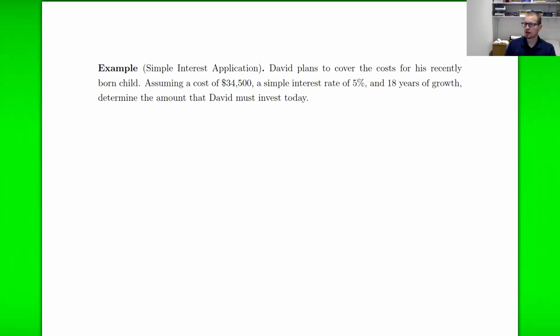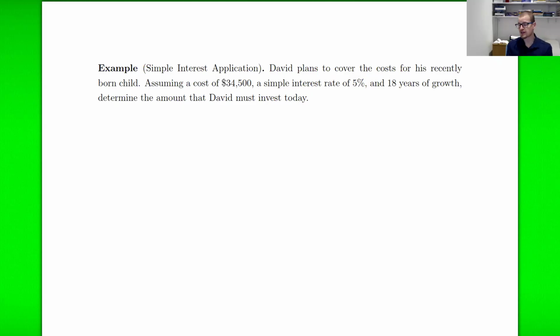Welcome. As we continue taking a look at simple interest, we want to consider a relatively simple application here. So let's say David plans to cover the costs for his recently born child for college. It doesn't specify that here. Silly me. So college, what does college cost? Well, as of right now, tuition at Cornerstone for yearly, so that's tuition and room and board and meal plan costs about 34,500 a year. So that's what Dave would like to save up.